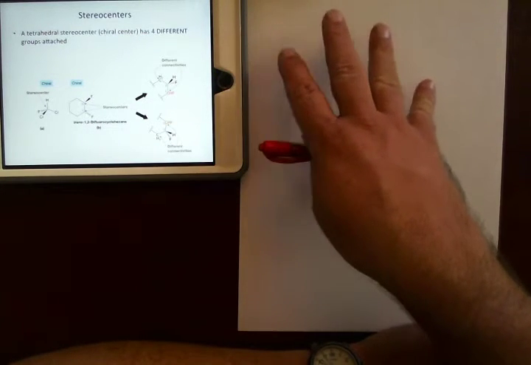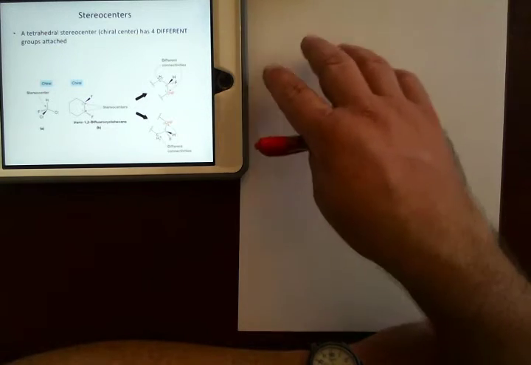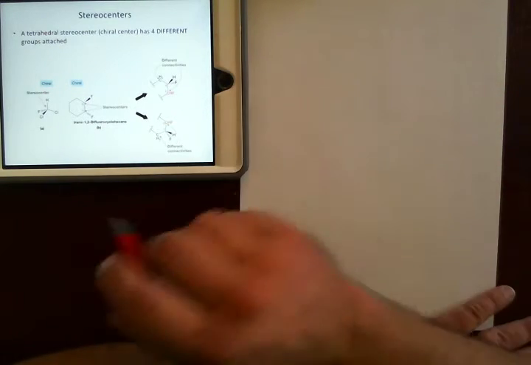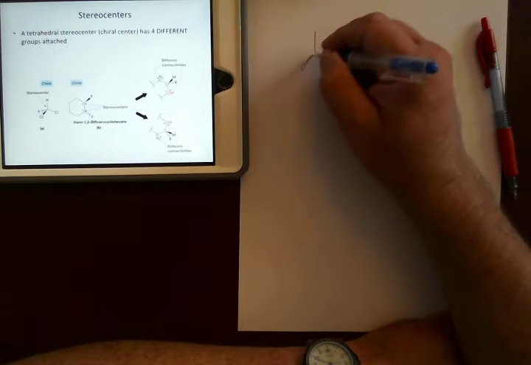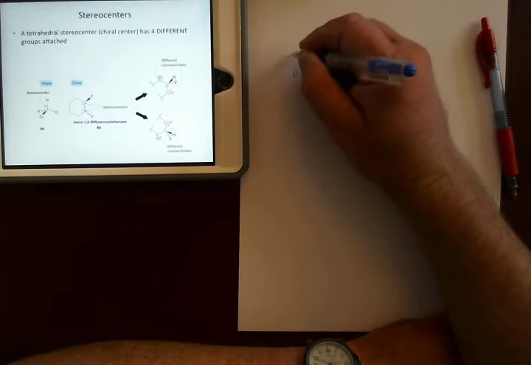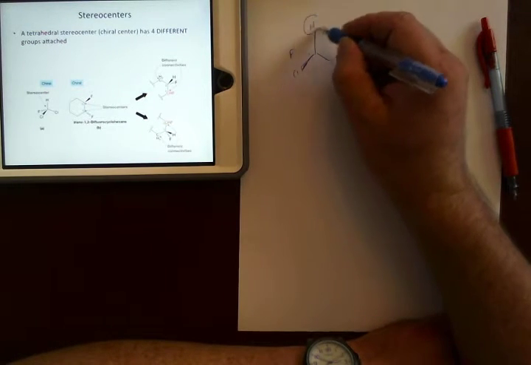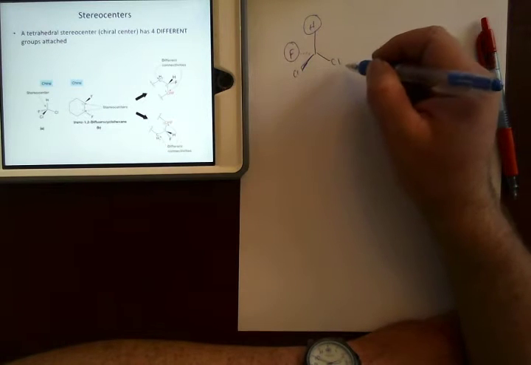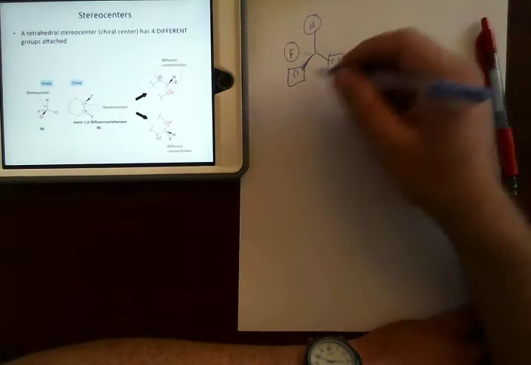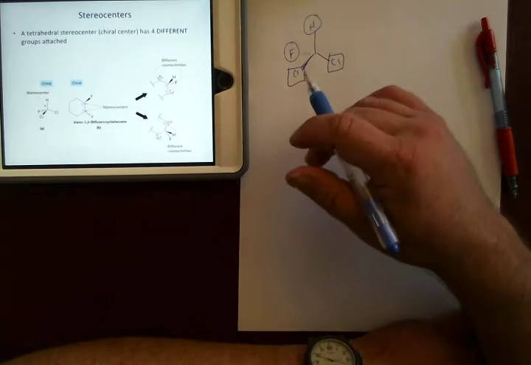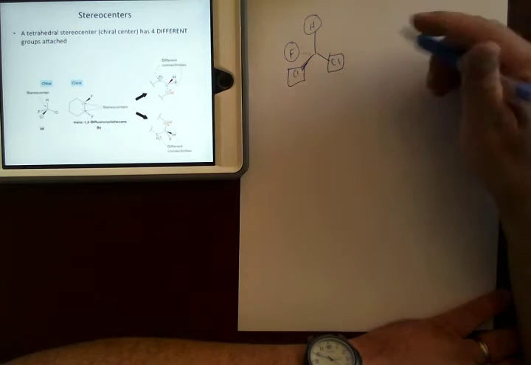So what you want to be able to do is take a look at a molecule and ask, are there four different things? So if I have this molecule here, with F, hydrogen and chlorine, there are four bonds, but these two, I have two chlorines hanging off. They're the same thing. So that means it's not a chiral center, okay?